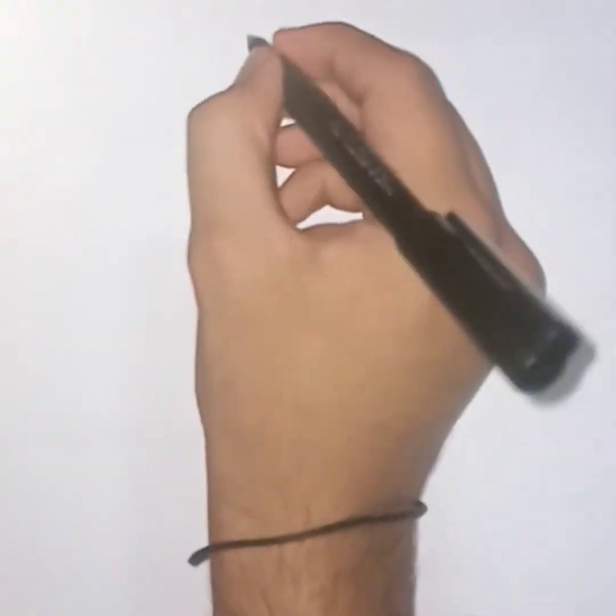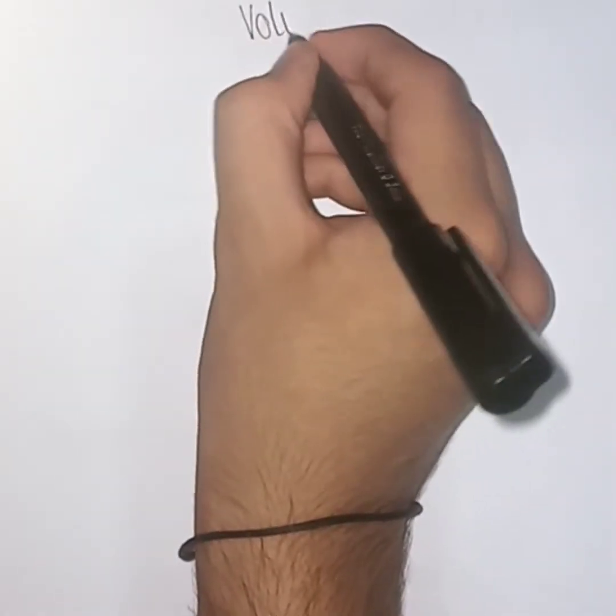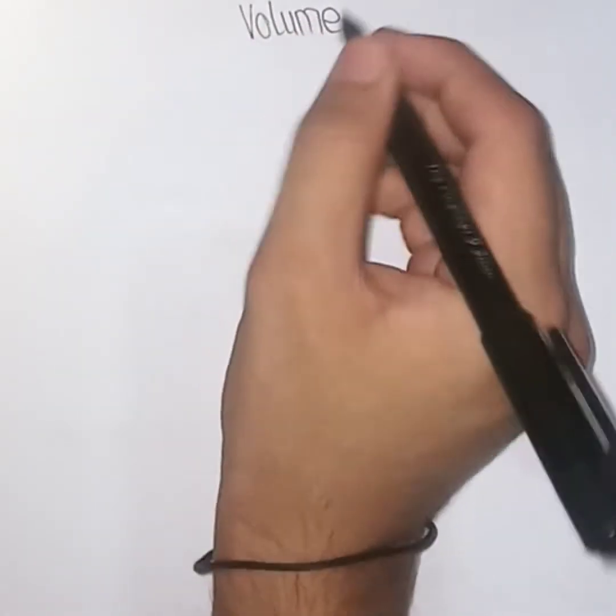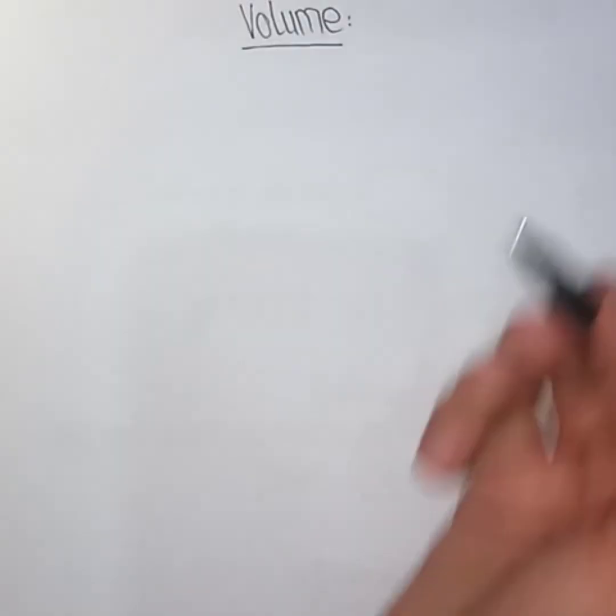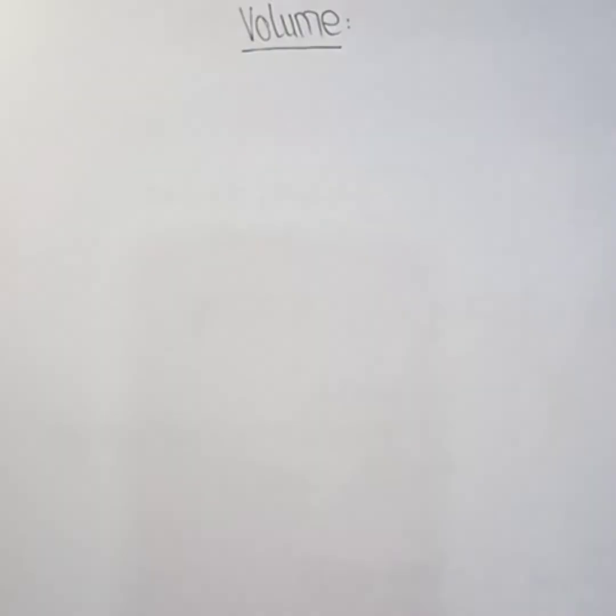Here comes the volume. So what is the volume? According to your book, the volume of an object is the amount of space that it occupies.